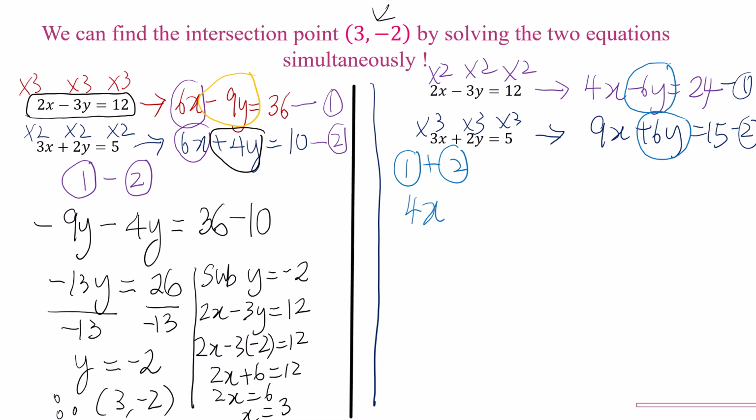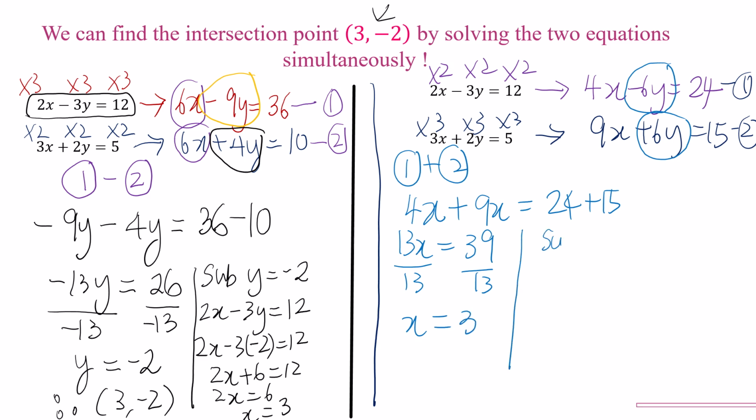Leaving only 4x plus 9x and 24 plus 15. So that will give me 13x equals 39. Divide by 13 on both sides. I would have x equals 3.